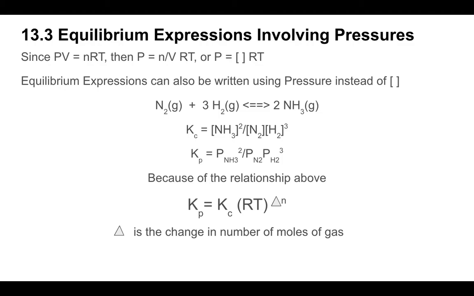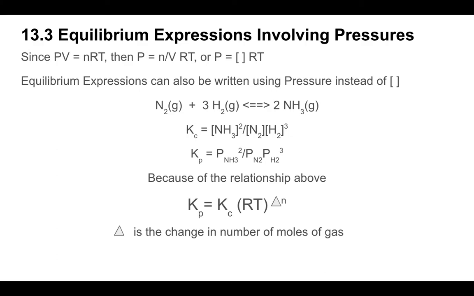Now we could look at this for gaseous reactions, not as moles per liter, but as pressure. If you recall, PV equals nRT, or P equals n over V times RT, or P is really molarity times RT. So at constant temperature, R is a constant, T is a constant, P is proportional to molarity. P is proportional to moles per liter. So there's really 2 ways for gaseous reactions to write the K.